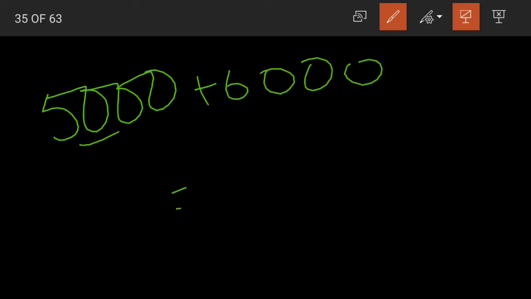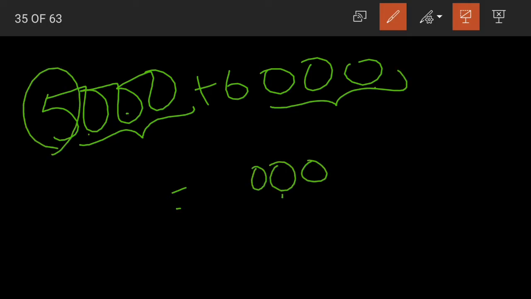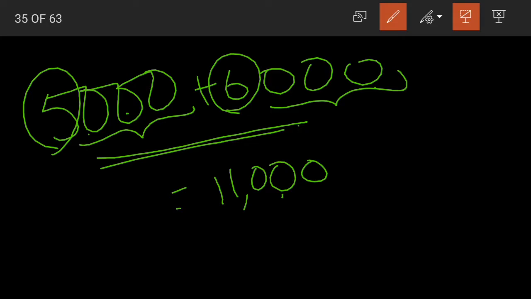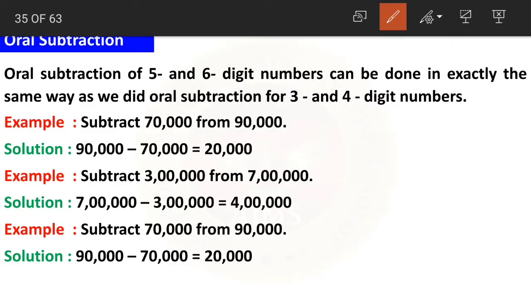See children, suppose we have 5000 plus 6000. How do we add this orally? We are having 3 zeros here in both the numbers. So we'll write the 3 zeros directly. Now 5 plus 6 is 11. So we'll write 11. Yes, this is oral addition. Now coming to oral subtraction.